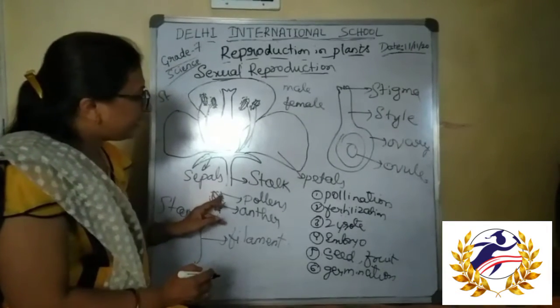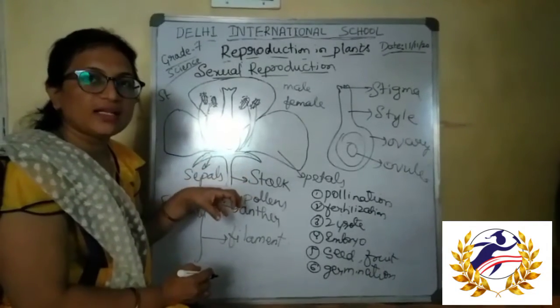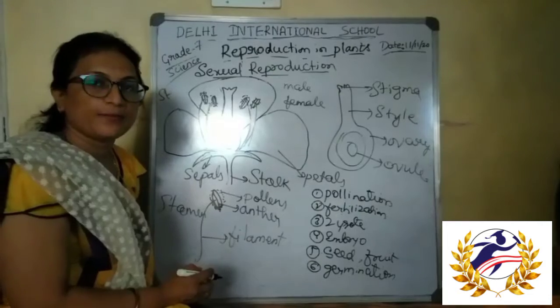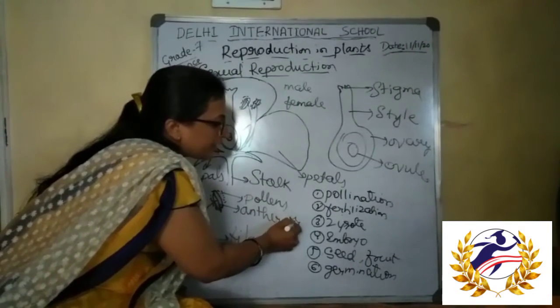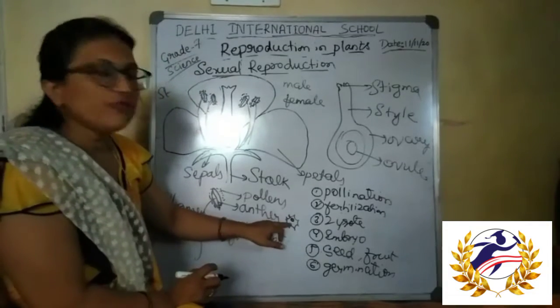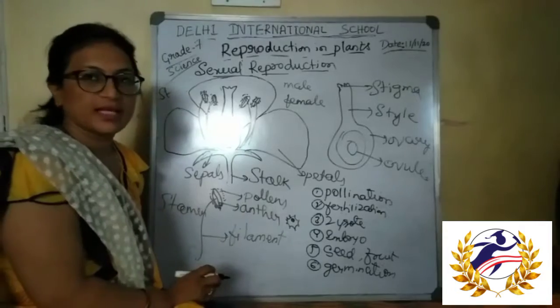That exhibit the powdery yellow color structures called pollen grains. These pollen grains are usually tough coated, which contains the male germ cell.